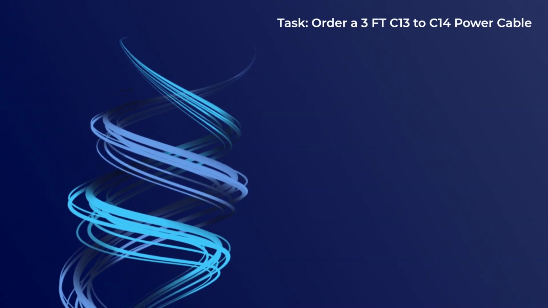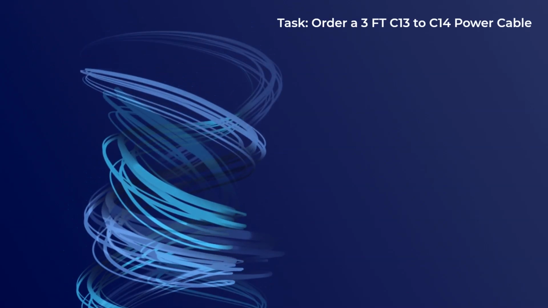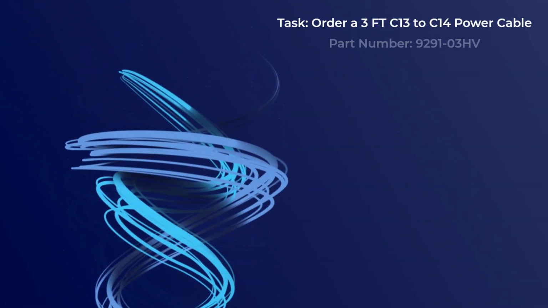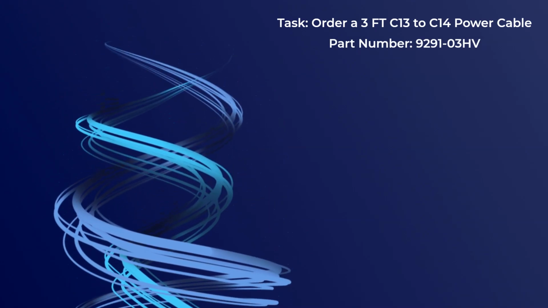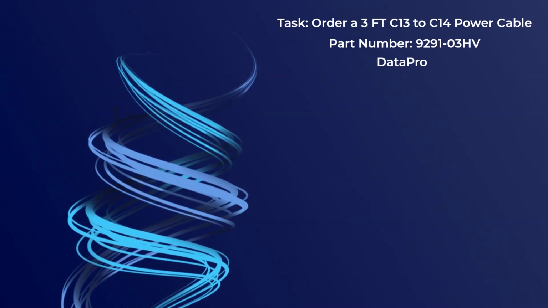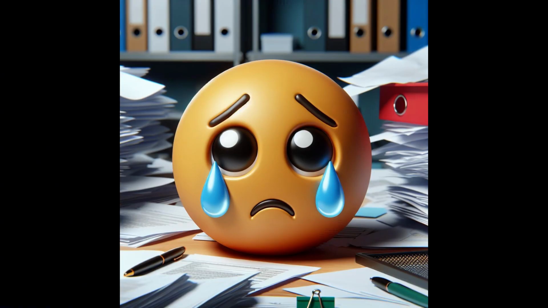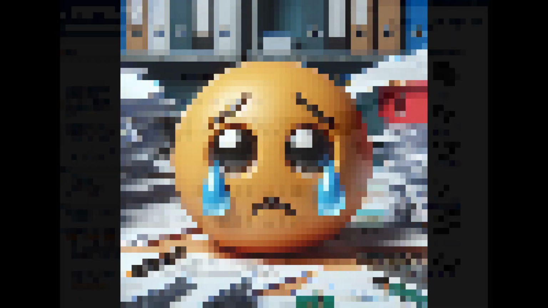Your task is to order a 3-foot C13 to C14 power cable. You are given a part number of 929103HV, which is available from DataPro. Unfortunately, your purchasing department won't order from DataPro, so you have to source the part from somewhere else.